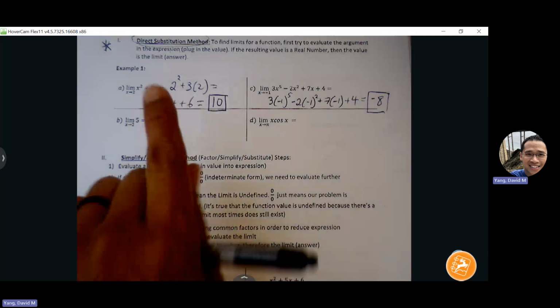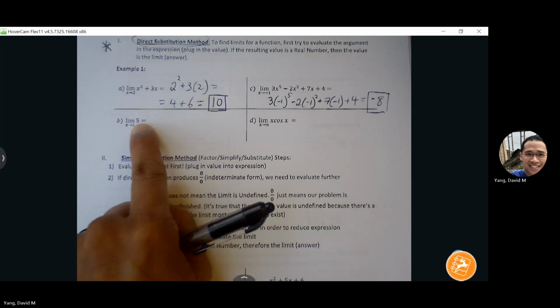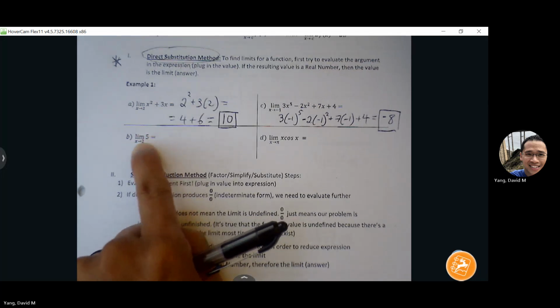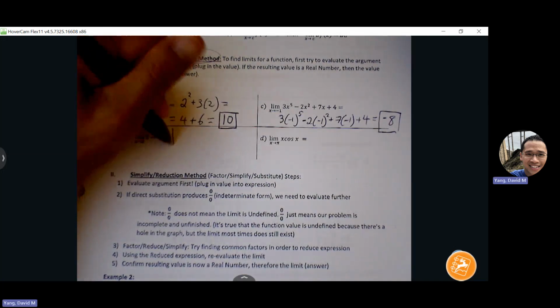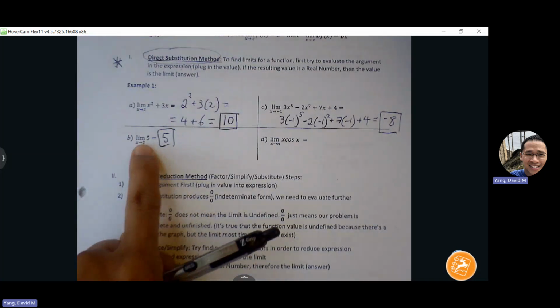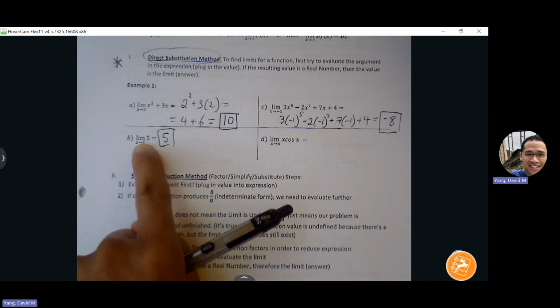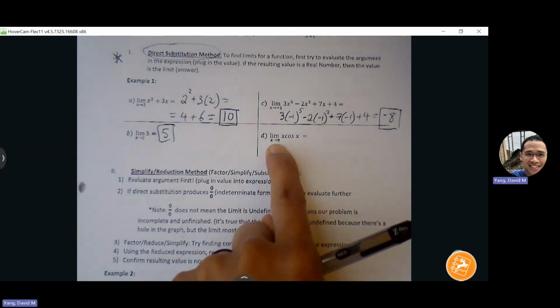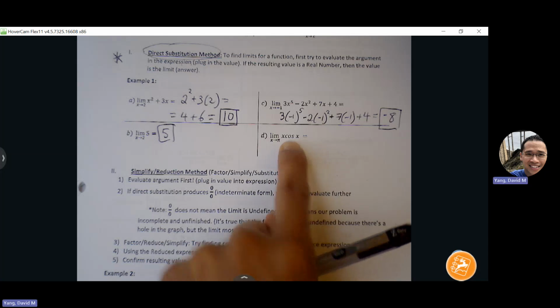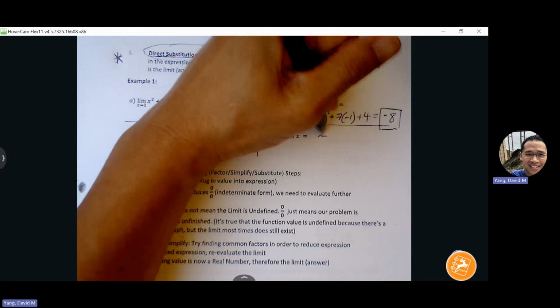Next up, limit as x approaches 2 of 5. Do we have any variables to plug in? No. So what do we get? Just 5, yeah. So imagine this is just a horizontal line at y equals 5. Doesn't matter if we're approaching 2 or 5 or 8 or -6. That y value is never going to change. It's just going to hold steady at 5. Okay, limit as x approaches pi of x cosine of x. Replace every x with pi.